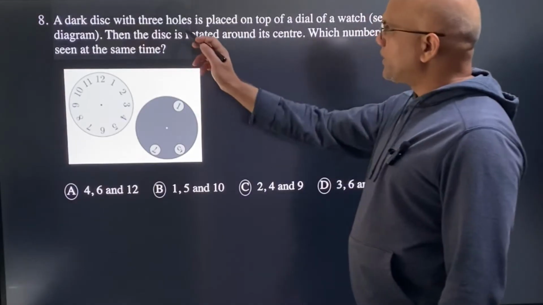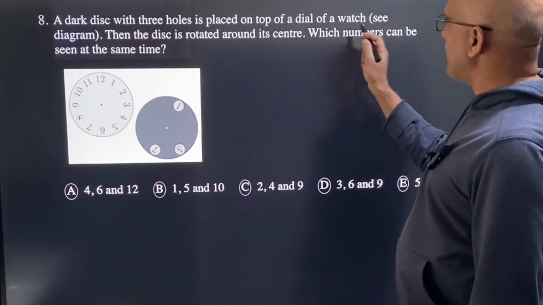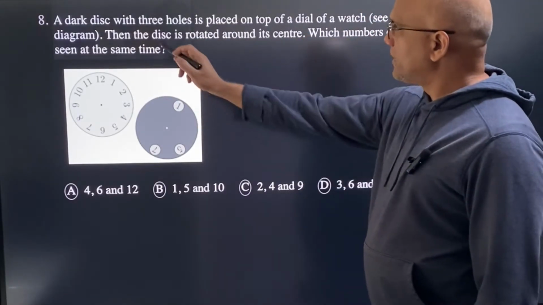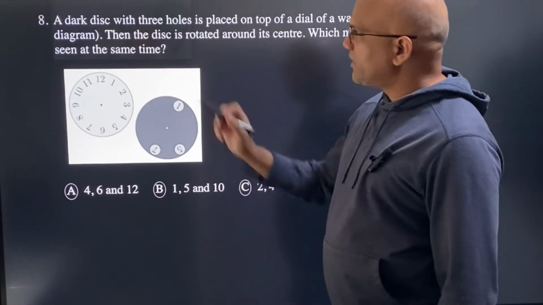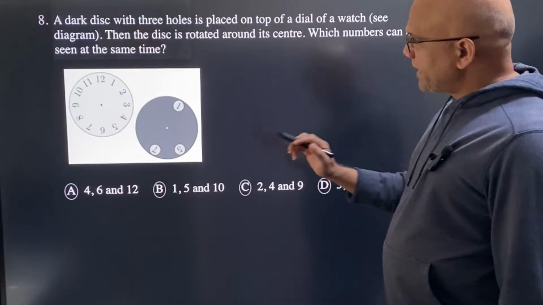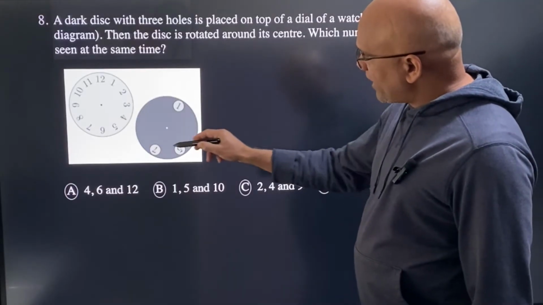A dark disk with 3 holes is placed on top of a dial of a watch with this diagram. Then the disk is rotated around its center. Which numbers can be seen at the same time? Alright, so initially we are able to see 1, 5 and 7.